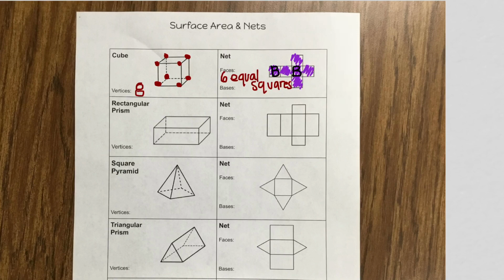We only have two. So that means a top and a bottom. Okay, so if I folded this up, one of those would be the top, one of those would be the bottom. So this one's a base and this one's a base. Okay, that's kind of hard to see, sorry. All right, so then I have two bases.